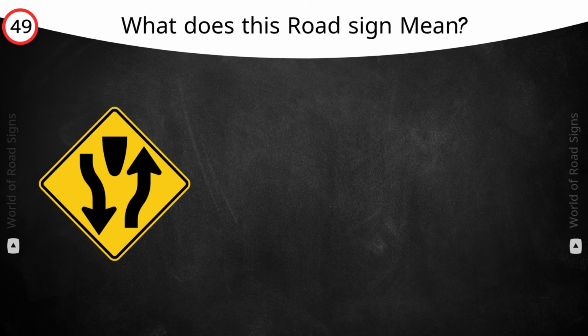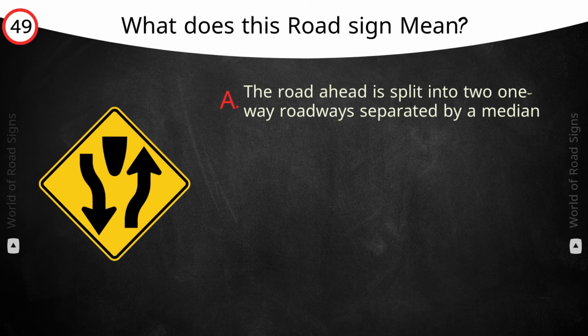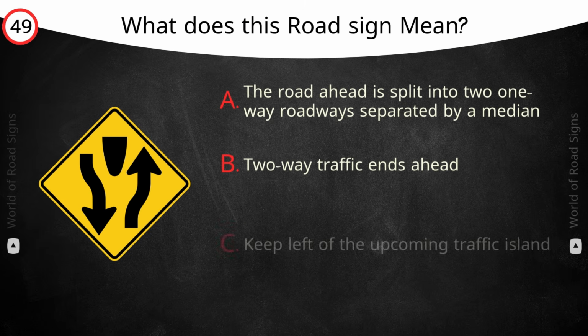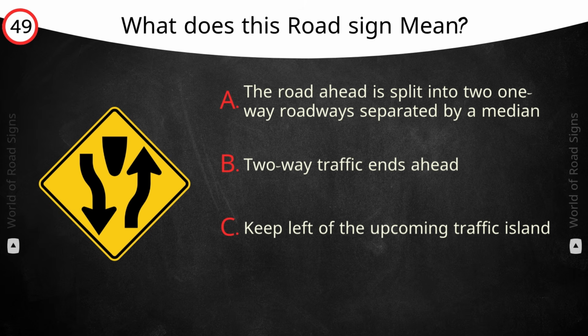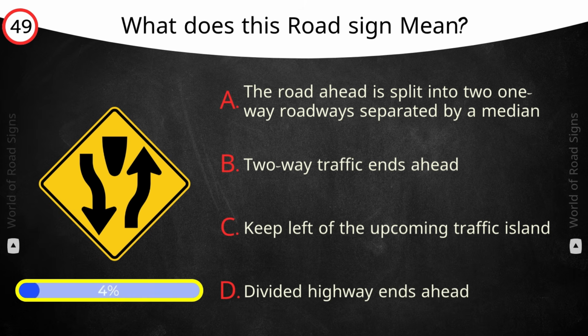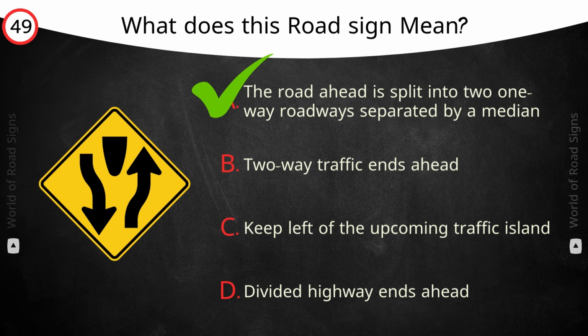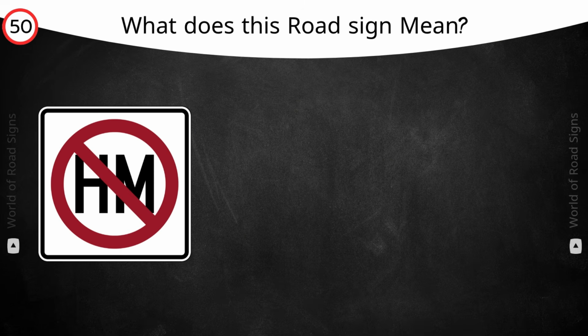Question 49. What is the message behind this sign? A. The road ahead is split into 2 one-way roadways separated by a median. B. 2-way traffic ends ahead. C. Keep left of the upcoming traffic island. D. Divided highway ends ahead. If you chose option A, you're absolutely correct. The road ahead is split into 2 one-way roadways, separated by a median.